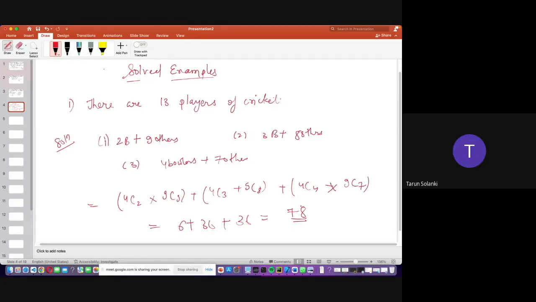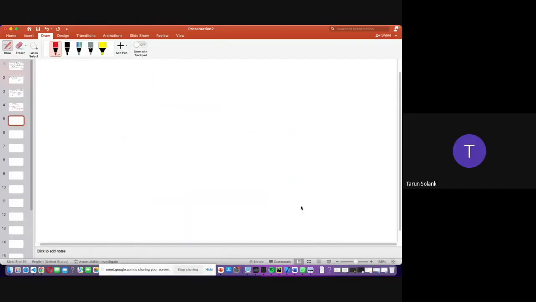Okay, next question. There are 10 points in a plane of which no 3 points are collinear and 4 points are concyclic. So the number of different circles that can be drawn through at least 3 points of these points is.